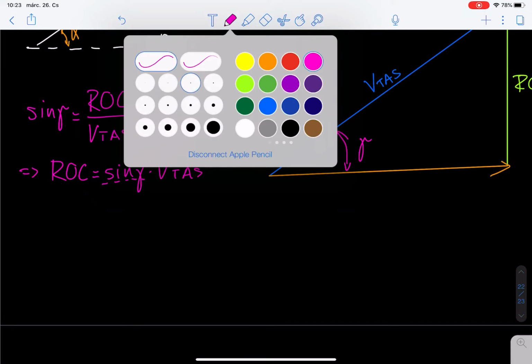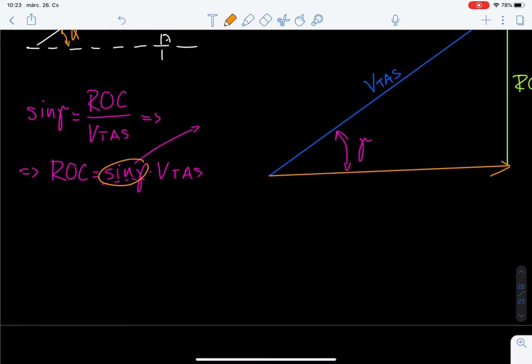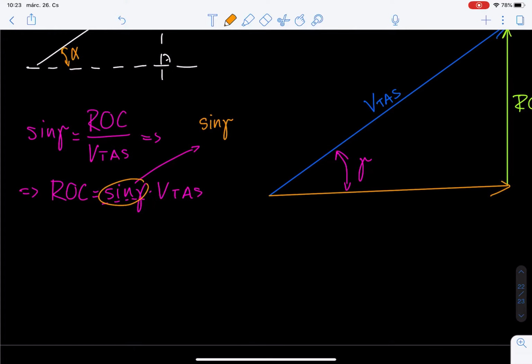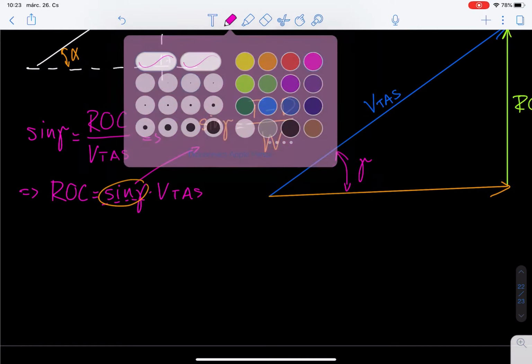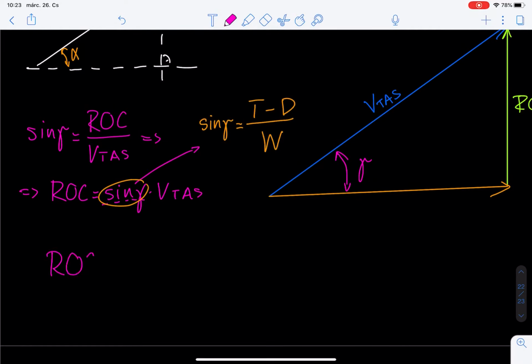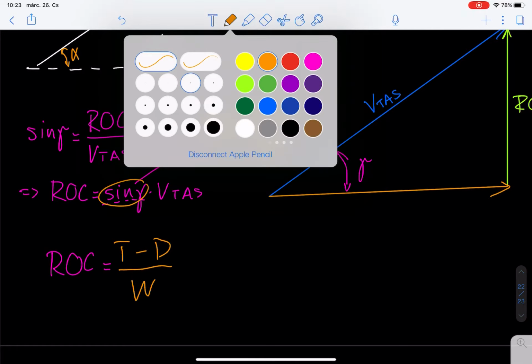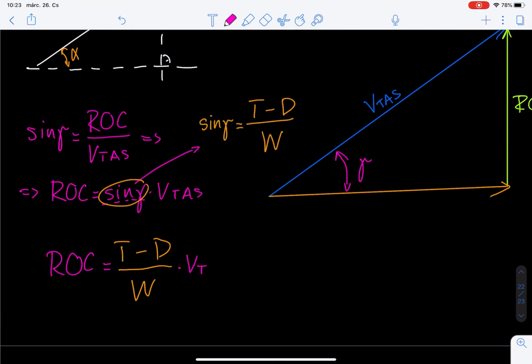Okay, so from the previous episodes, we already know by now that if I wanted to express sine of gamma from the climbing phase with the forces, what I get is the thrust minus the drag over the weight. So I can substitute this value into the formula for the rate of climb, and what I get is that the rate of climb is going to be the thrust minus drag over the weight times the VTAS.